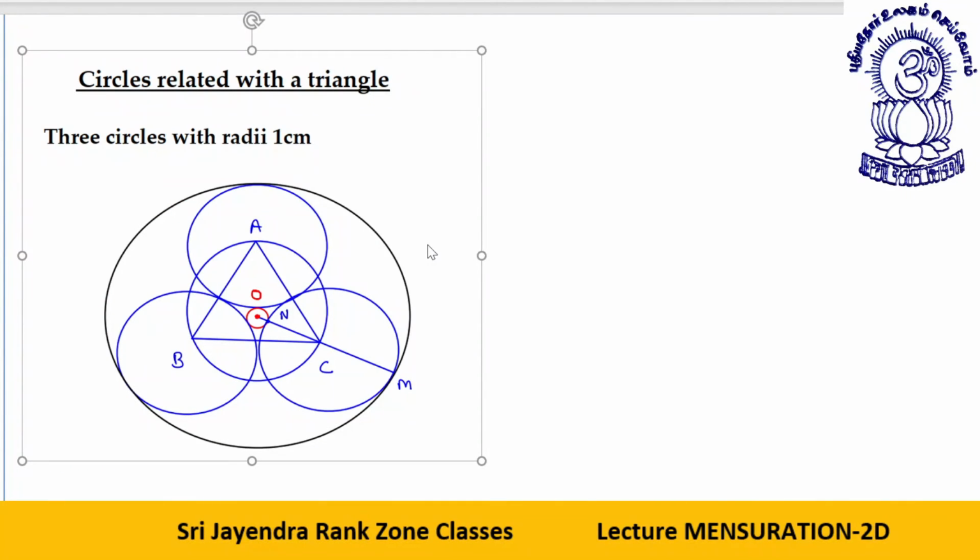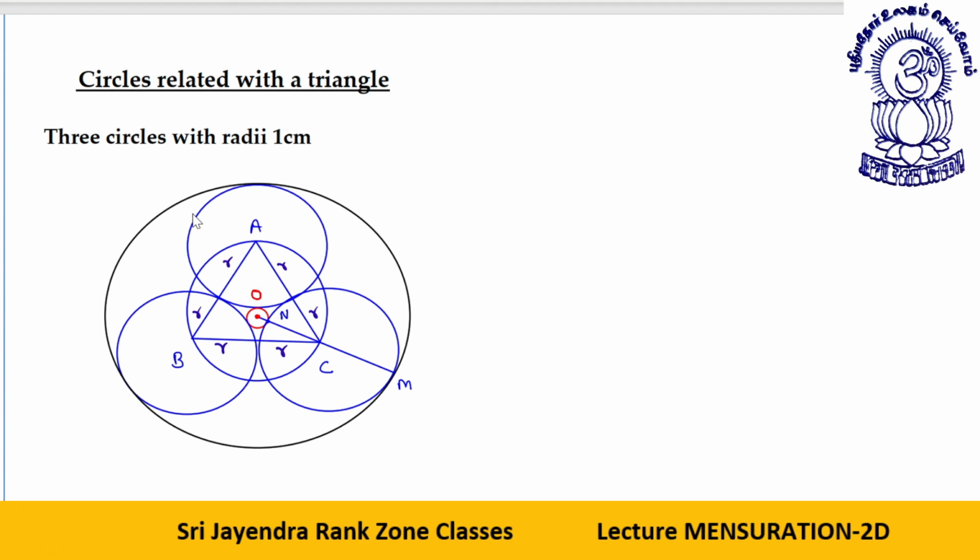Dear students, now we need to start with one more very important concept, that is circles related with the triangle. How are circles related with a triangle and how are more circles related with one circle? This is what I am going to discuss today. See, what we have is three circles of equal radius r. Let's say this radius is r, this radius is r. All these are touching each other externally. You have to find the area of this triangle, the radius of the smaller circle, and the radius of the bigger circle.